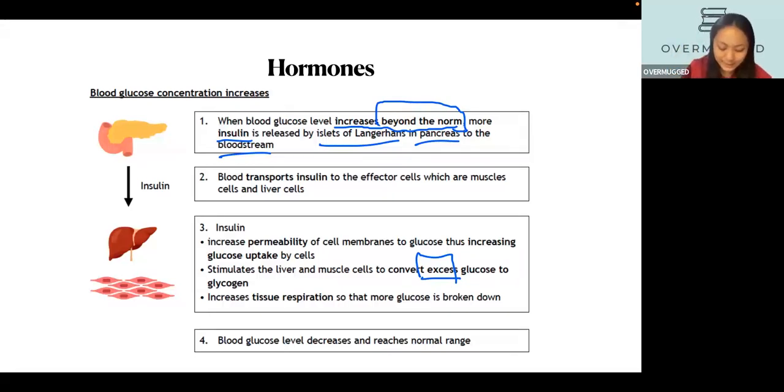Yeah. And then it also increases tissue respiration. Insulin also increases tissue respiration because the respiration process requires glucose. Yeah. So all this, it lowers the blood glucose level, so it comes back to normal, right? So you realize that this is the whole process, and don't miss out the keywords part. I think the next one I'm going to talk about is homeostasis. That's where I'll come back a little bit more to the blood glucose concentration process.